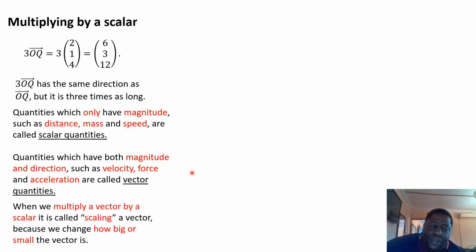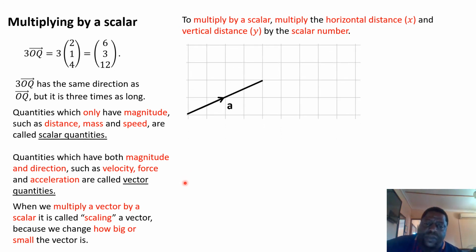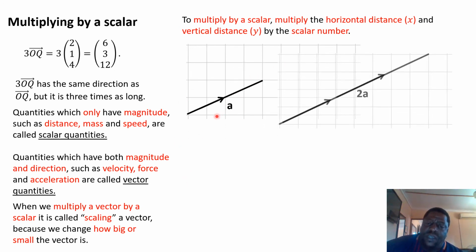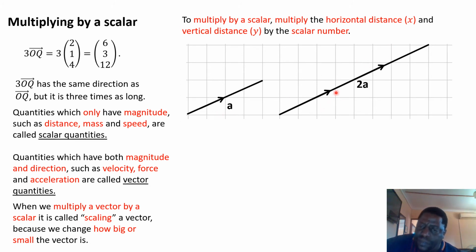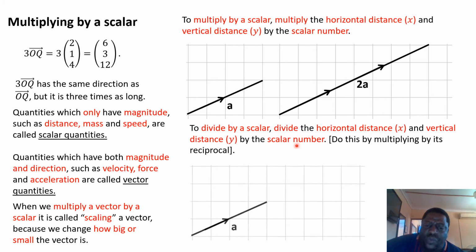When you multiply a vector by a scalar, you're just scaling that vector. So it's either you're making it small or big. That's all that you need to understand when you're dealing with scalar quantities. To multiply by a scalar, multiply the horizontal distance and the vertical distance by that scalar number. So, for example, you have vector A here, twice A. Just stretch that 2 times. To divide by a scalar, normally the scalar would be a fraction. All right, so you're going to half that.